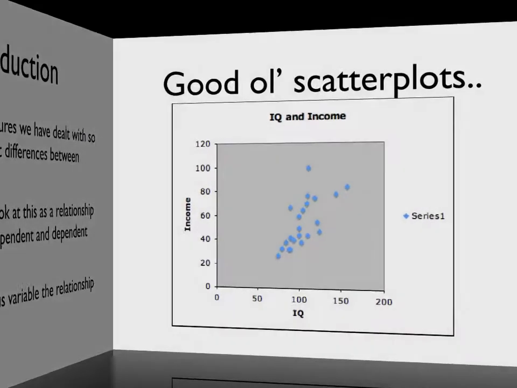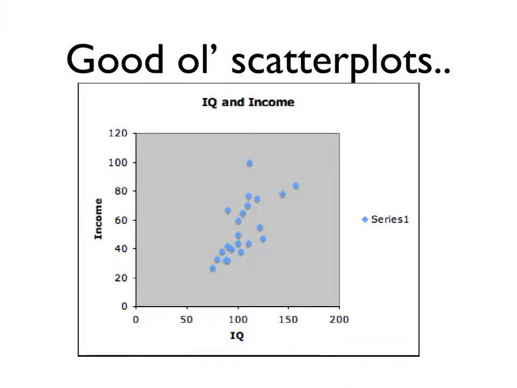So here's an example, and I completely made this up, using a scatter plot. This would be your income in, let's say, thousands of dollars a year. And this is your IQ. There's a pretty good positive correlation, but it's not that tight.